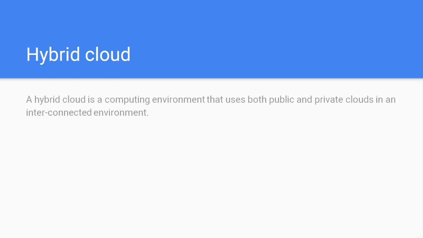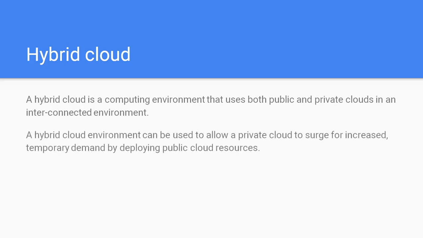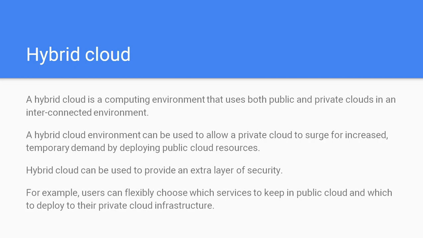Hybrid cloud. A hybrid cloud is a computing environment that uses both public and private clouds in an interconnected environment. A hybrid cloud environment can be used to allow private cloud to search for increased temporary demand by deploying public cloud resources. Hybrid cloud can be used to provide an extra layer of security. For example, users can flexibly choose which services to keep in public cloud and which to deploy to their private cloud infrastructure.